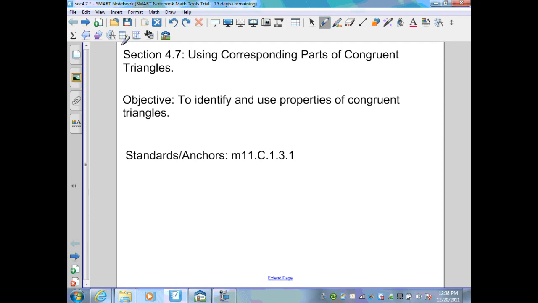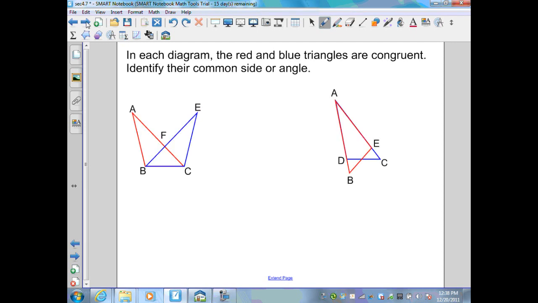Section 4.7, using corresponding parts of congruent triangles. Here, we're given in each diagram, the red and blue triangles are congruent. We want to identify their common side and/or angle. We want to use this type of information when we do proofs because we can use the reflexive property to help us get triangles congruent.